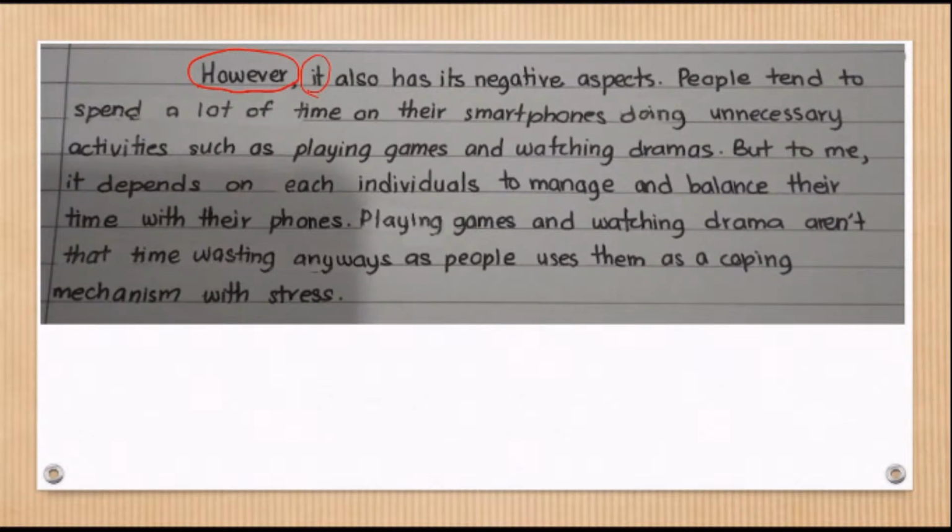"People tend to spend a lot of time on their smartphones during unnecessary activities such as playing games and watching dramas." So this is the main idea. People tend to spend a lot of time on their smartphone. Doing what? Doing unnecessary activities. Okay. So this student gives examples. Very good. Such as playing games and watching dramas. So we know that this student has explained the ideas by showing examples of how people tend to spend their time doing unnecessary activities. So they play games and they watch online dramas.